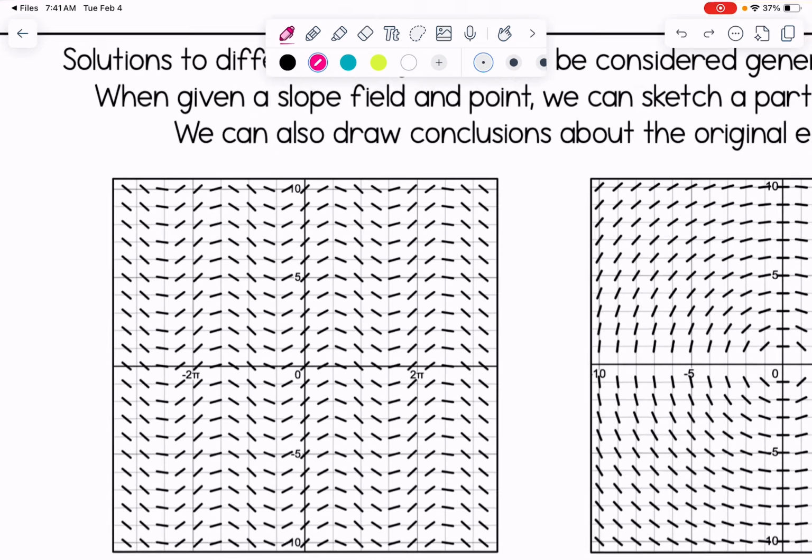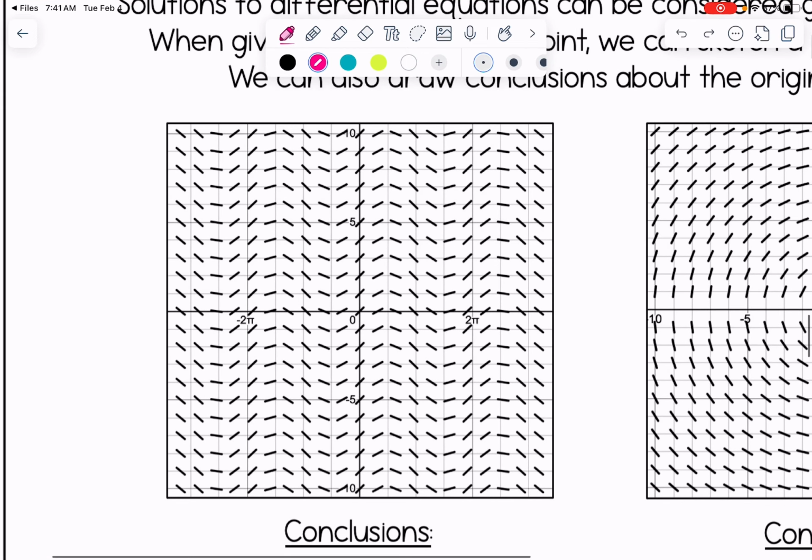So let's take a look at this first slope field here and see if we could draw any conclusions about the original equation. I like to think about it a bit like connecting the dots. So I'm going to start at the origin here, and I'm going to go towards the left. And I can see that those follow the trend. And if I keep going, now it looks like I'm going upward. Now it looks like I'm going down and back up. And if I go over to the right of the y-axis, I can follow that same trend.